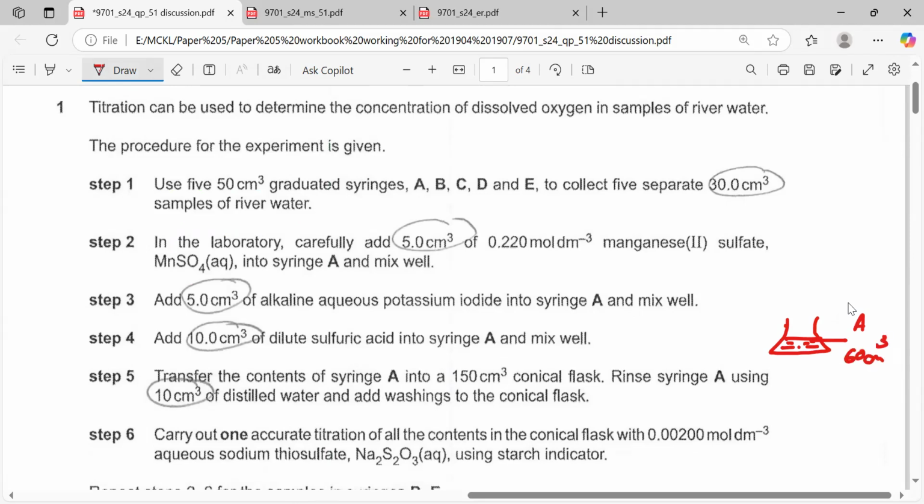All right, and then carry out one accurate titration of all the contents in the conical flask with the 0.002 mole per dm cube of aqueous sodium thiosulfate. So this is the burette, okay? And in this burette is sodium thiosulfate. And you want to titrate, and you gotta use a starch indicator. Now, if you ask me, until this step, sodium thiosulfate is to detect iodine. Okay, it's used to detect iodine.